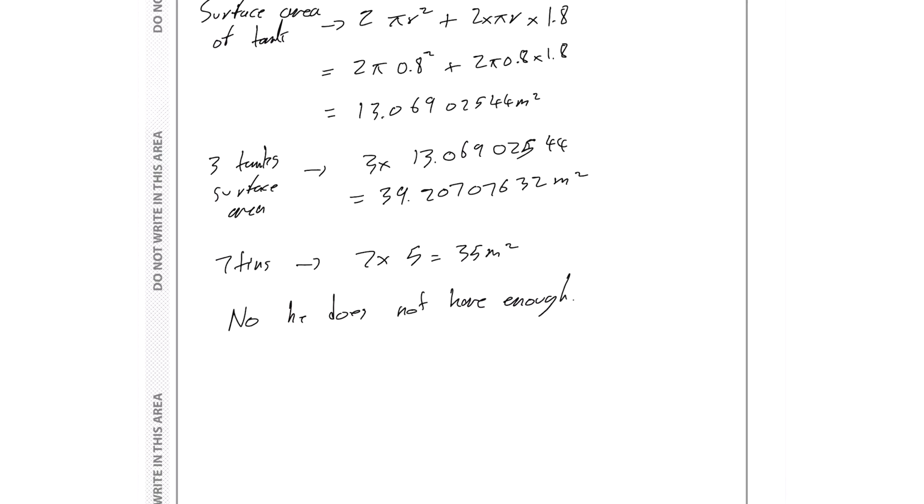It's also good to reference the numbers in your answer. So you would write something like 7 tins cover 35 meters squared, but 3 tanks need 39.21 meters squared.